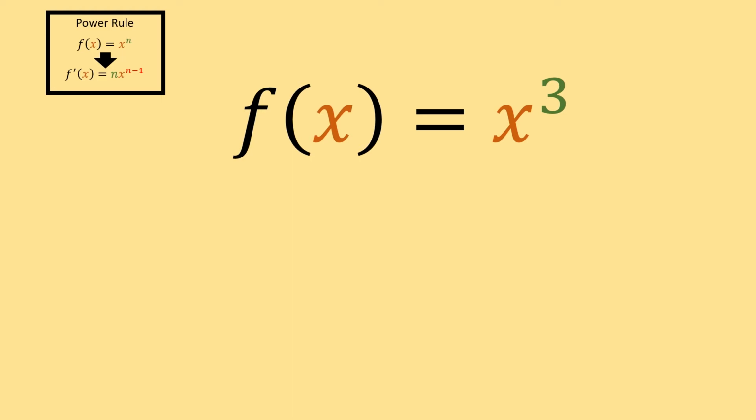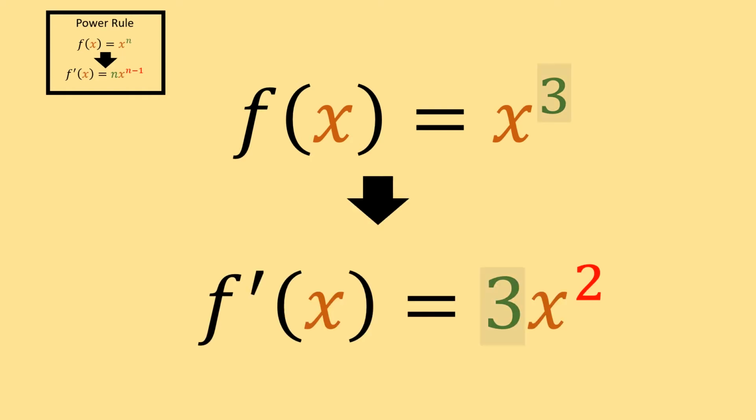So why don't we use an example? Let's say we're told we have to find the derivative of f of x equals x to the third power. Using the power rule, we bring the 3 out front, and we raise x to the 3 minus 1 power, which is 2. And so our derivative is f prime of x equals 3x squared.